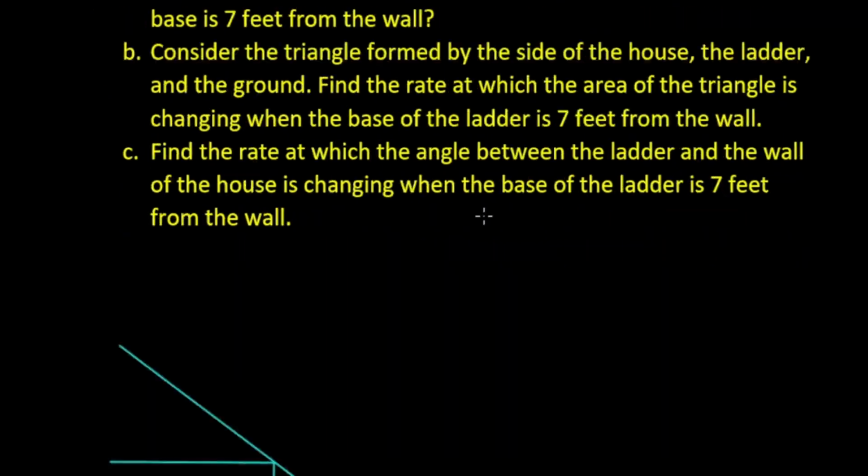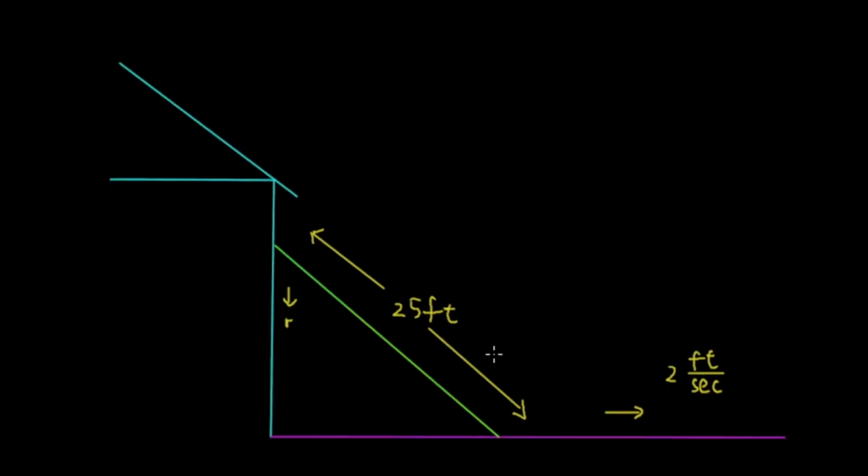Let's look at the situation here, right? That's the picture of the situation. The blue line here is the house. The green line here is the ladder. And the purple line here is the ground. As you can see here, the ladder is sliding away from the house at 2 feet per second.